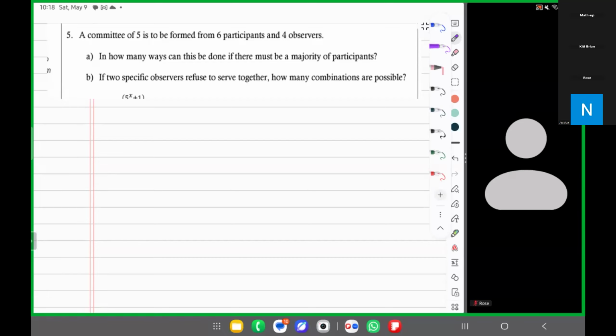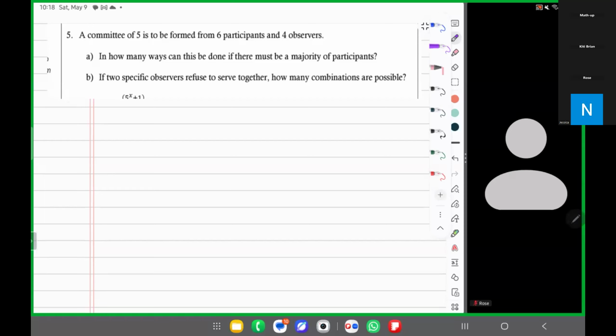So the condition is that you're going to form a committee of strictly 5 people, but out of those 5 people, you must have more participants than observers. Okay.